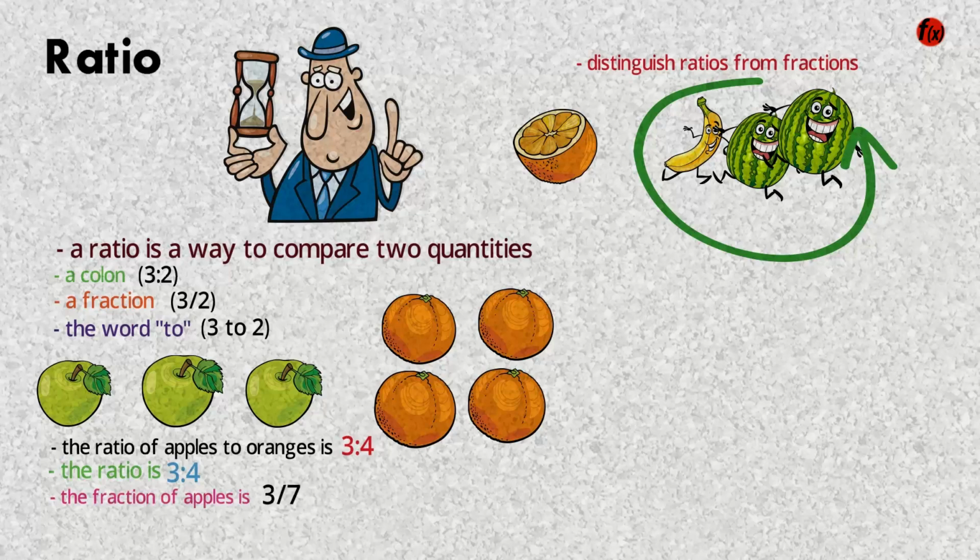Ratios can be simplified by dividing both quantities by their greatest common divisor. For instance, the ratio 6 to 4 can be simplified to 3 to 2 by dividing both by 2, and 8/12 simplifies to 2 to 3 by dividing both by 4.